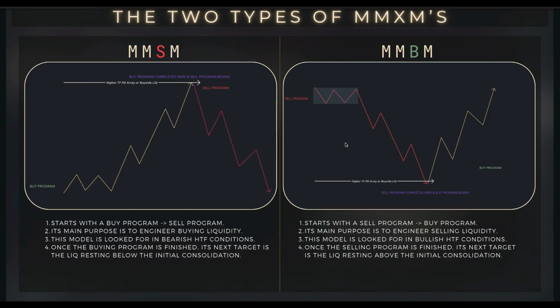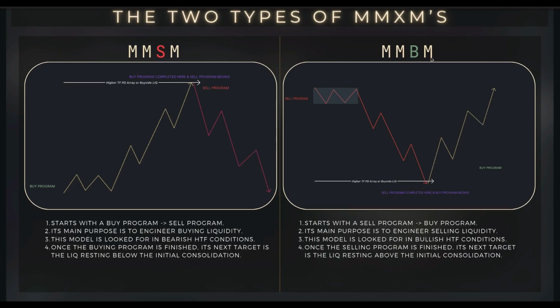And then the same thing here for the market maker buy model. You have a sell program, so you go down, up, right, that consolidation, and then goes down, reaches that PD array or that point of interest. The sell program ends, and then the buy program begins, and that's when you start entering your buy position.